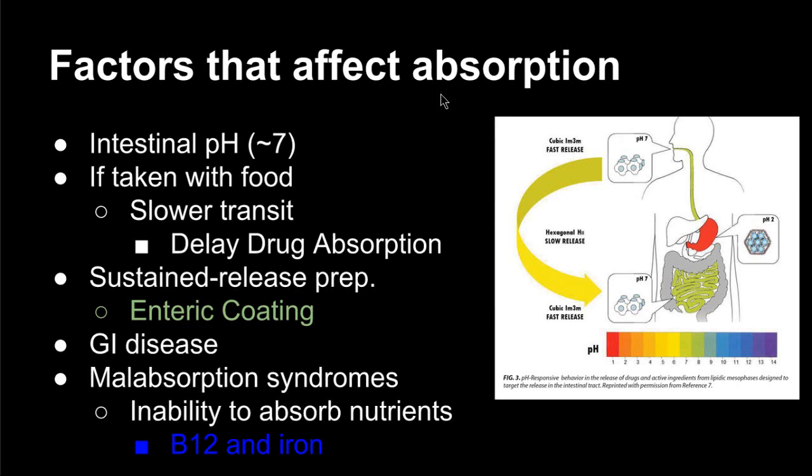Now, factors that affect absorption: your intestinal pH usually is around 7. This is not to be confused with the pH of the stomach, which is around 2. It's actually more like 1.5.